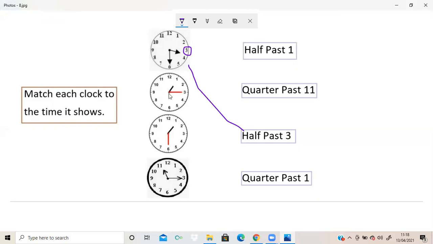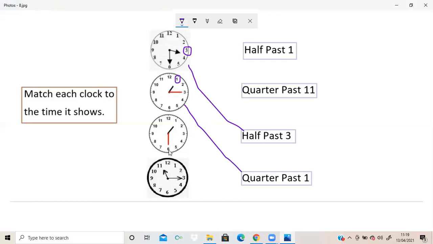The next one, the minute hand is pointing at 3. So we already knew if the minute hand is pointing at 6, it is half past, and if the minute hand is pointing at 3, it is quarter past. And the hour hand is just after 1. So the time is 1:15. So where is 1:15? This is here. So you need to draw the line from here to here.